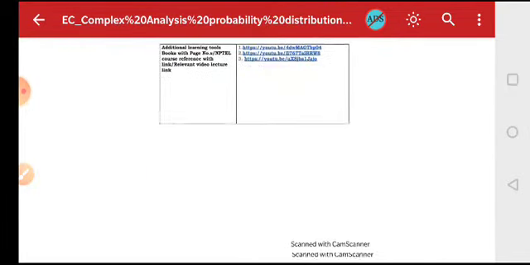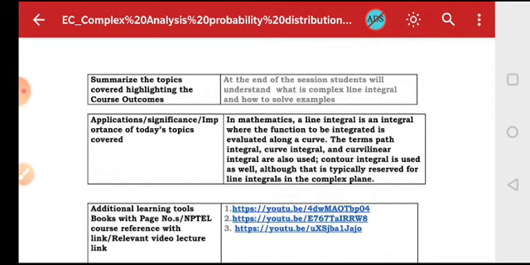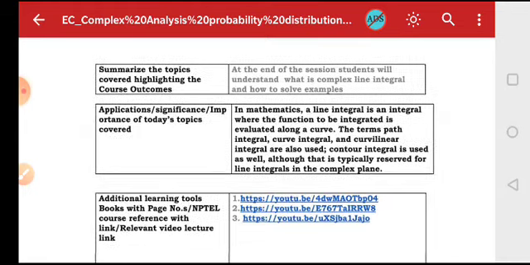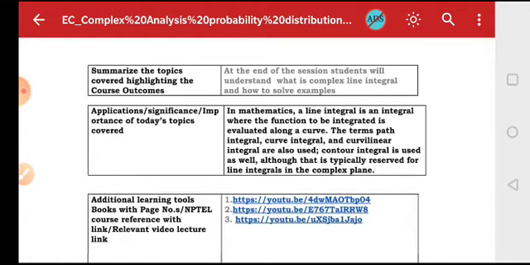With this, I hope all of you understood the concept of complex line integral. At the end of the session, students will be understanding what is complex line integral and how to evaluate the integral by using complex line integration.